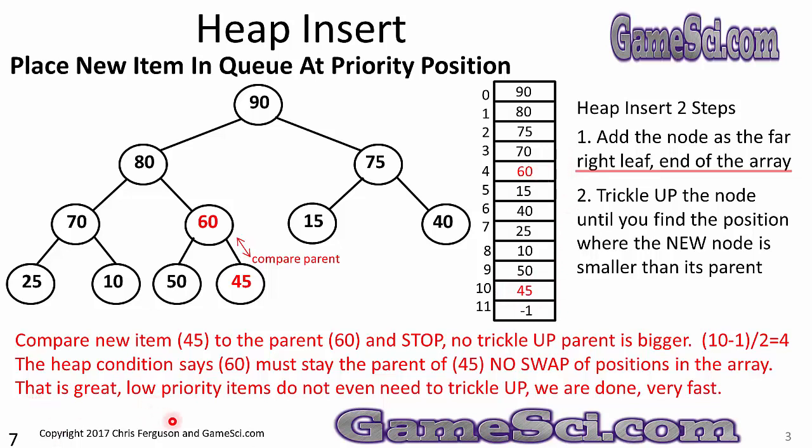That's great. Low priority items do not even trickle up. We're done. This is a very fast algorithm when you insert a low priority item into the queue. It starts as a far right leaf, and if it doesn't need to trickle up, you're done.